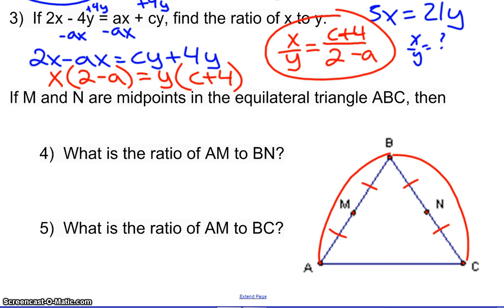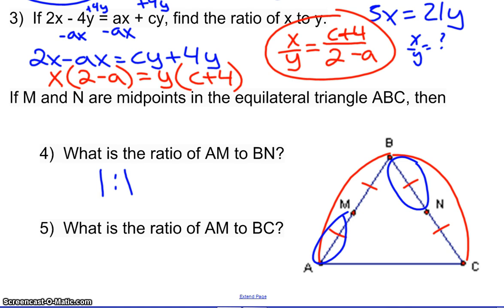So when we're talking about finding the ratio of these sides, we don't really care what the actual measures are. We don't need numbers. We can find out in a ratio what AM is to BN. We know that whatever the values are, they are the exact same value. Therefore, the ratio of those sides is 1 to 1.